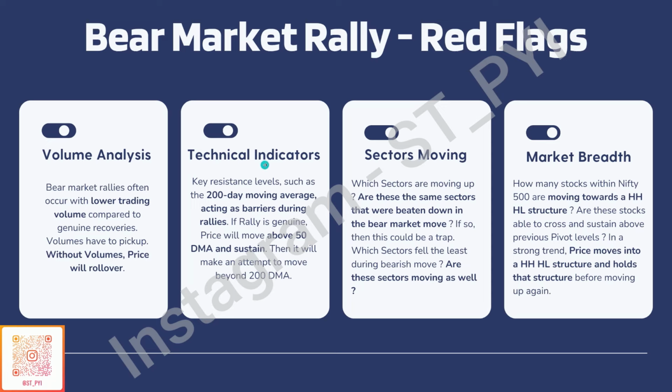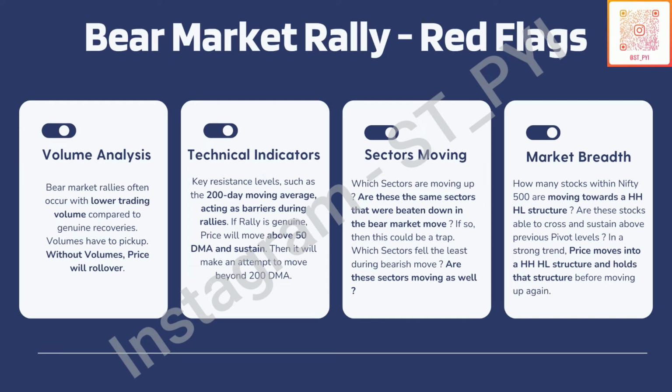The next is the technical indicator. Today you are seeing price is above 50 DMA but below 200 DMA. So watch this closely. Quite often in a bear market rally, price starts taking resistance around the 200-day moving average. If the rally is genuine, then you will see something like Nifty 500 price start sustaining above 50 DMA and then eventually make an attempt to take out 200 DMA. Then over a period of time, 50 DMA goes above 200 DMA, which is also called the golden cross.